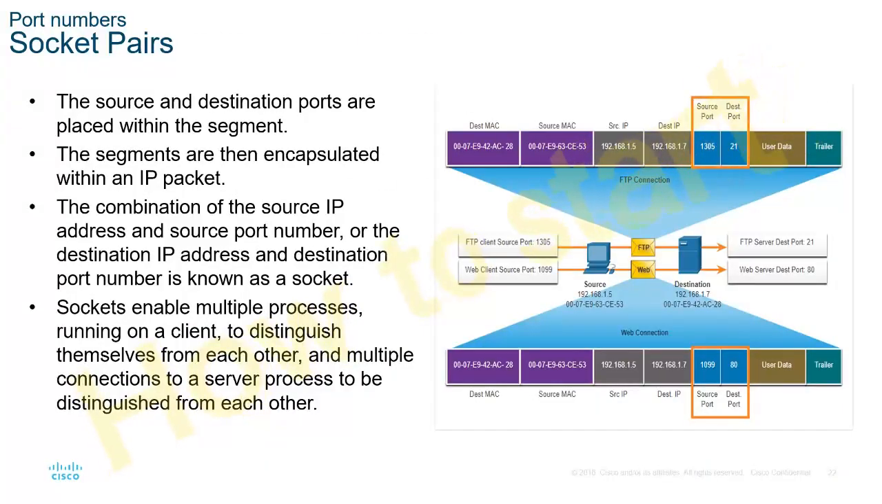So, what is a socket pair? A socket pair is when the source and destination ports are placed within the segment. The segments are encapsulated within an IP packet. The combination of the source IP address and the source port number is known as a socket. The destination IP and the destination port number are also known as a socket. So the socket pairs are dealing with the source and destination ports. Again, the destination port is the one that is most critical.